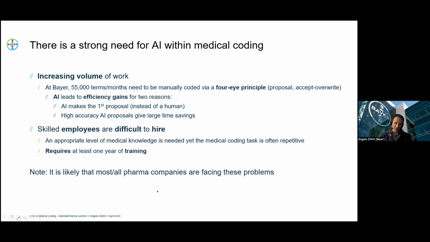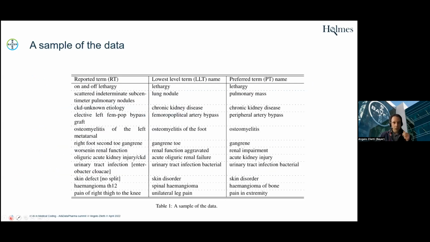And here we present the solution that we developed. So what does the data look like? This is a sample of true data. We have a reported term, that's the input of our algorithm. Then we have to classify that and map it to the actual correct terms in the ontologies. Here is the lowest level term, and this is a slightly more general code that we can associate it to. And all the regulatory requirements are at the PT level.